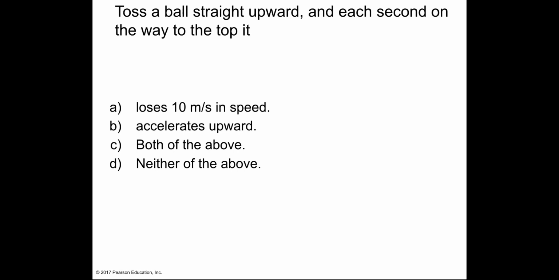Toss a ball straight upward, and each second on the way to the top, it will lose 10 meters per second. So when you toss a ball upward, what happened? It is going against gravity. It's not like dropping the ball. When you drop the ball, it's going towards gravity, acting towards the force of gravity. But when you toss it upward, gravity is going to slow it down by the same value that it would accelerate it if it was falling. So if you send it up, it is going to be slowed down by a constant 10 meters per second.